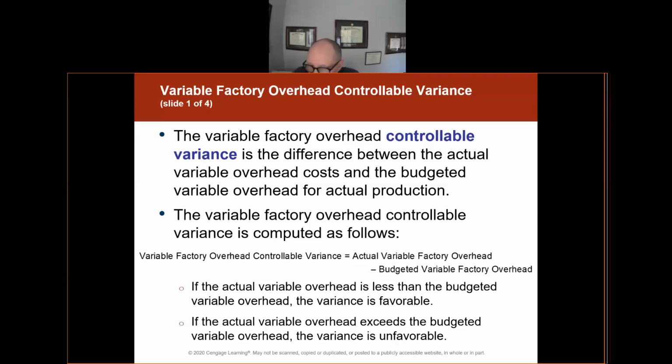And remember, if the actual is less than the budget or the standard, it's favorable. If the actual is greater than the budget or the standard, it's unfavorable.